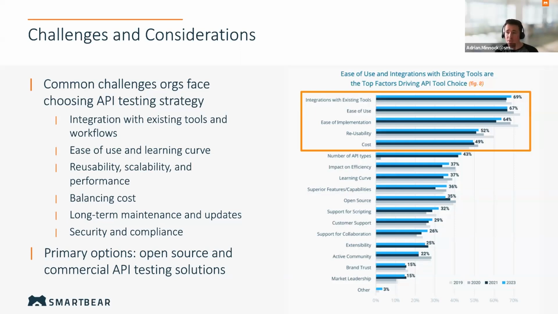Now, I know there's a few highlighted here. So ease of implementation, reusability, and cost. So they're all the top factors here within the chart. And again, number of API types. That's something we'll be touching on as well further on. But definitely all of those here, ease of use, ease of implementation, integrations, they're all areas of huge importance when considering an API testing strategy.